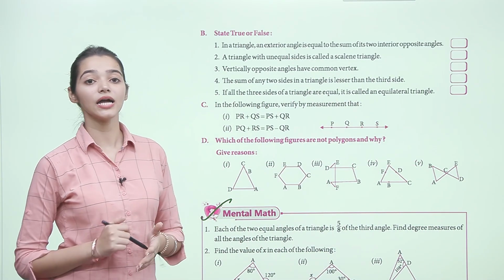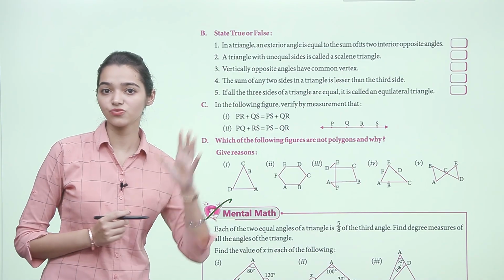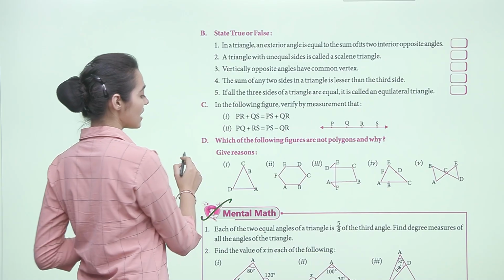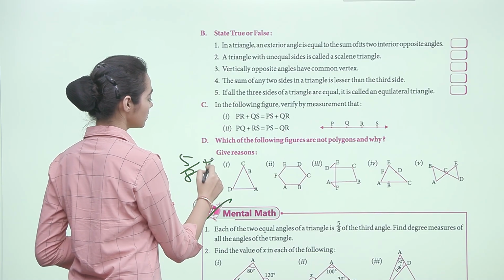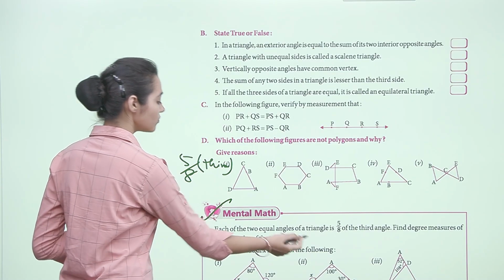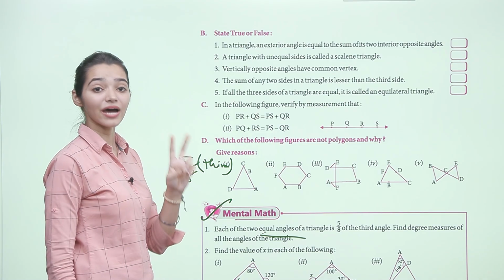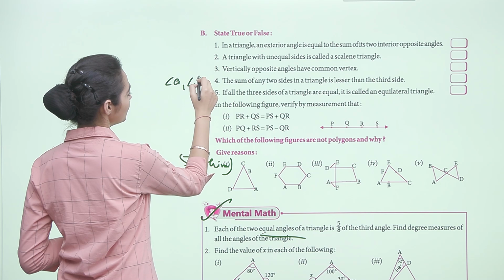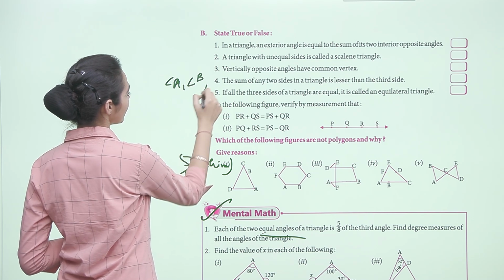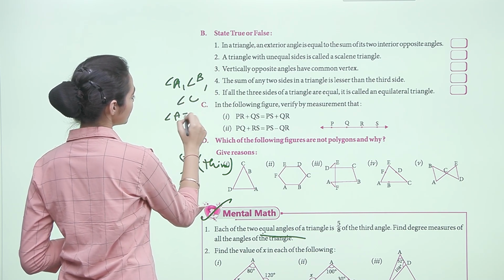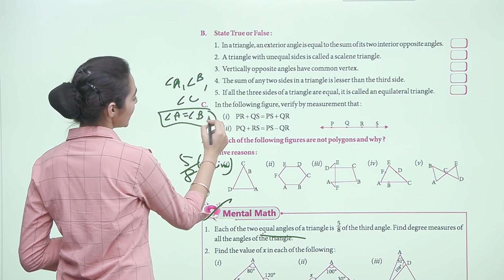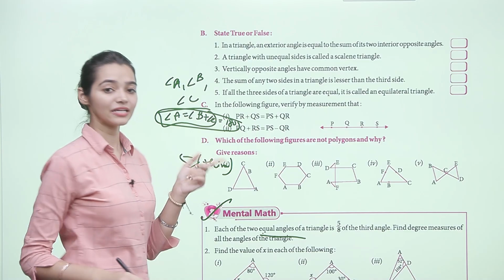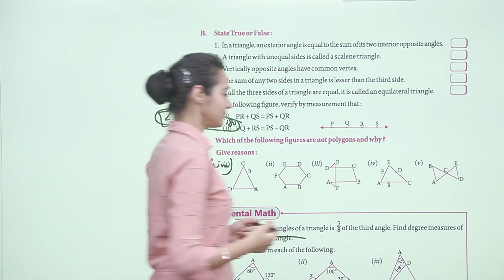Mental math, we are told that each of the 2 angles of a triangle is 5 by 8 of the third angle. Here we have to find degree measures of all the angles. So 5 by 8 of the third angle. Firstly, you are given 2 equal angles of a triangle. That means if we have angle A, angle B and angle C, then angle A is equal to angle B. By using this, plus angle C is equal to 180 degrees. After using this, you will find angle A and B and then you will find angle C.